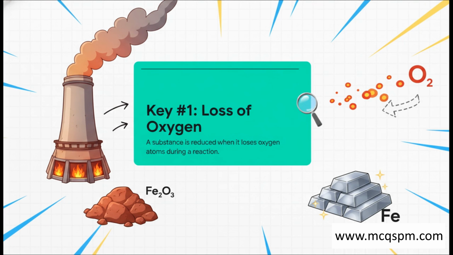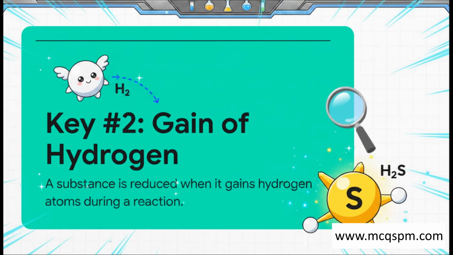So, key number one is the classic definition. Reduction is all about the loss of oxygen. You know how we get iron metal from iron ore? That ore is basically just iron atoms stuck to oxygen atoms, iron oxide. To get pure iron, you have to get rid of that oxygen. So the iron ore loses oxygen, which means the iron ore has been reduced. See? Simple as that.